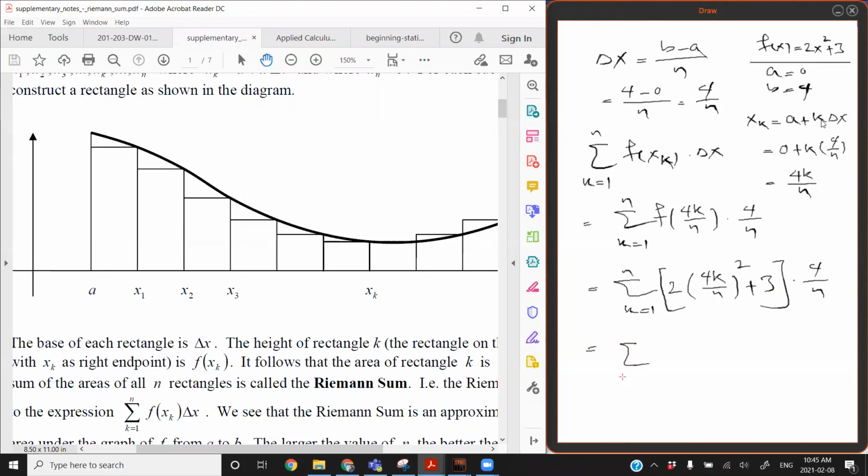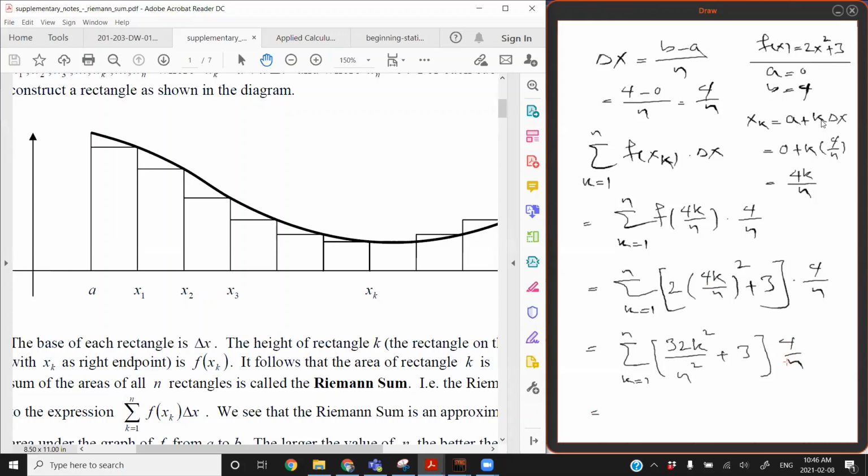Which is going to be sigma k from 1 to n of 16 times 2, 32 k squared over n squared plus 3 times 4 over n. So I just raised this to the power of 2. 4 to the power of 2 is 16. 16 times 2 is 32. k to the power of 2 is k squared. n to the power of 2 is n squared, plus 3 times 4 over n.